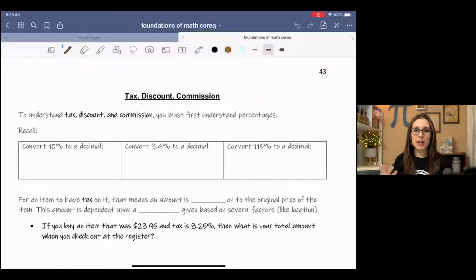Hey y'all, in this lesson, we're going to be using percentages to figure out tax, discount, and commission. Before we get into that, let's review converting percentages.